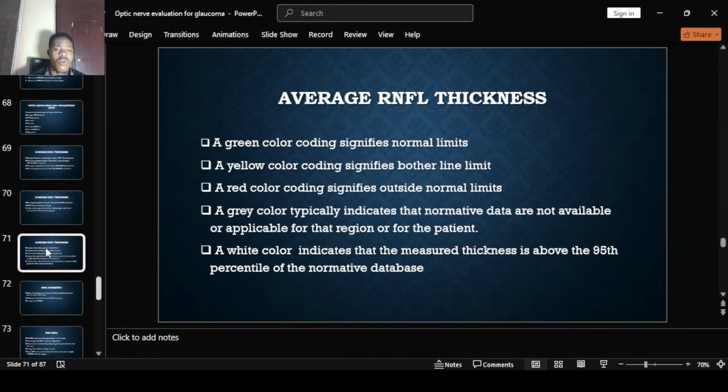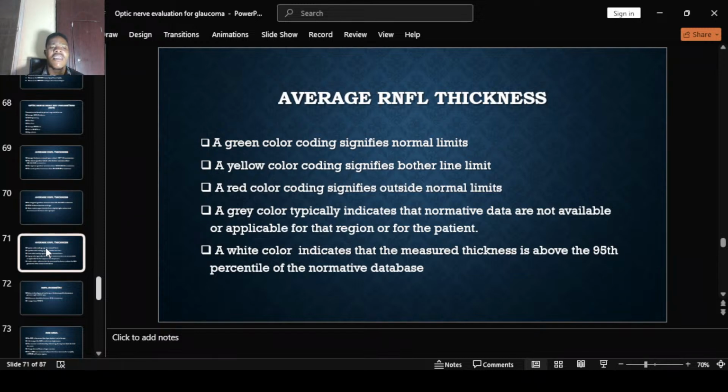While a red color coding signifies outside normal limits, a gray color typically indicates that normative data are not available or applicable for that region or for the patient. What we mean is this: there are certain parameters that we cannot compare, because this test is a comparative test. There are some data that are not readily available for that patient. So the machine, we call it gray.